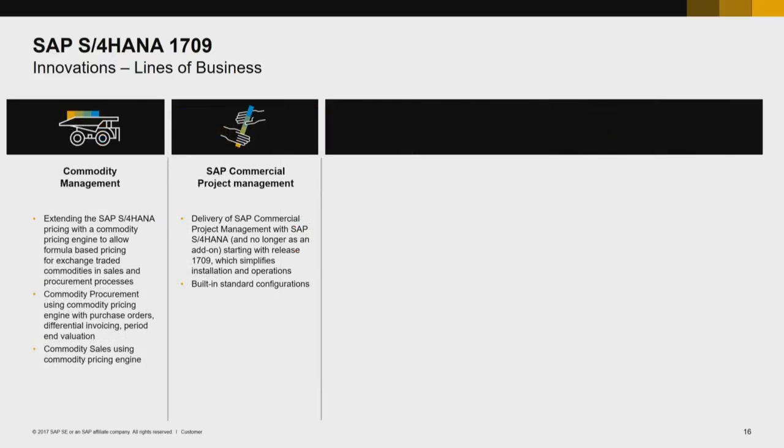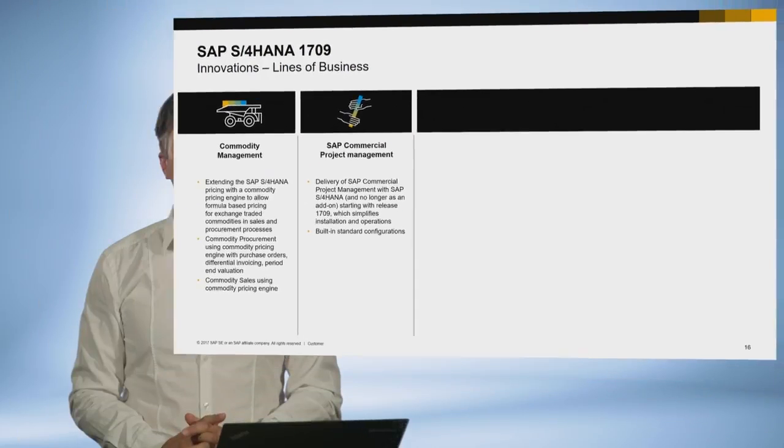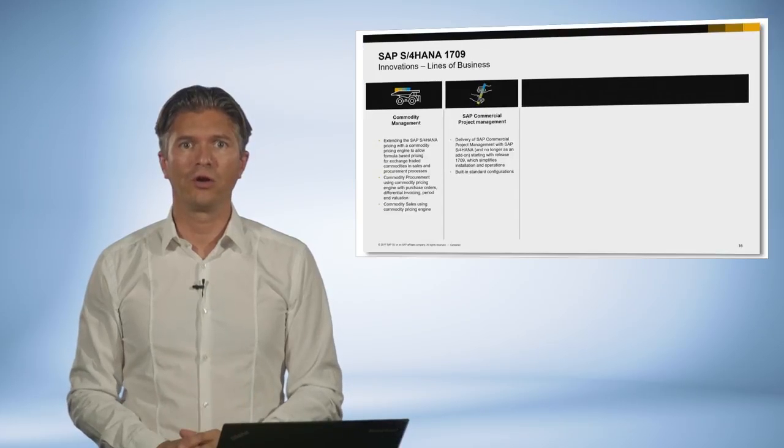I have two last examples, commodity management and SAP commercial project management. Good news, SAP commercial management, that is the application to manage business projects oriented to clients, is now part of SAP S/4HANA and no longer an add-on. This is as well one example of our effort to simplify the landscape and reduce the TCO for you, our customers.